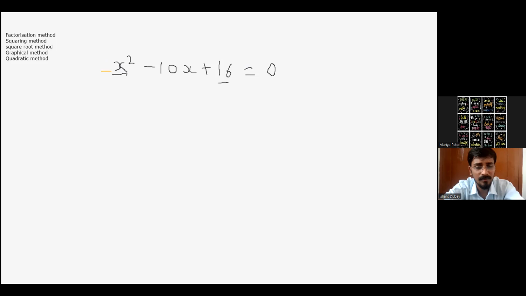Suppose I write 2x square minus 10x plus 16. If I ask what is the coefficient of x square here, the coefficient of x square is 2. Is it clear?